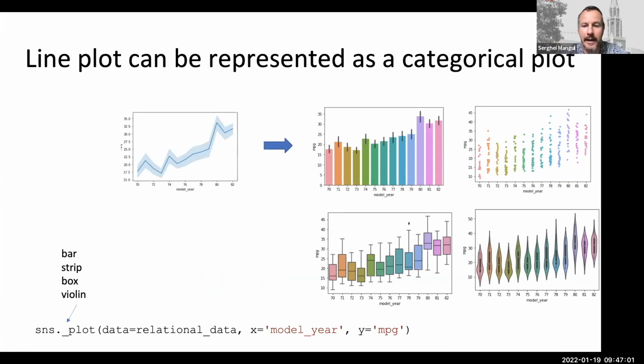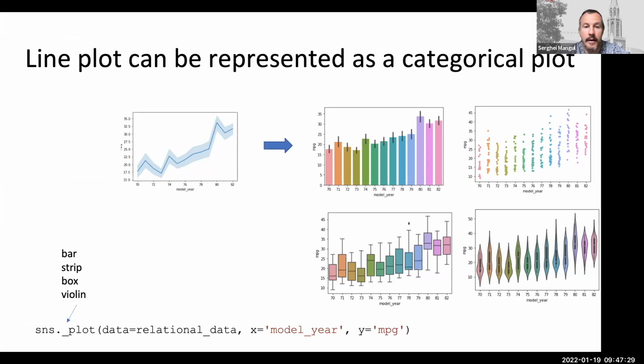So this is what we produce with the line plot, but actually we can do that with what we learned. We can do that as the bar plot, or just the data points, or as the box plot or violin plot. And that will be our syntax for whatever the plot: bar, strip, box, or violin. Whatever the plot, we say X to be model year and Y to be MPG.